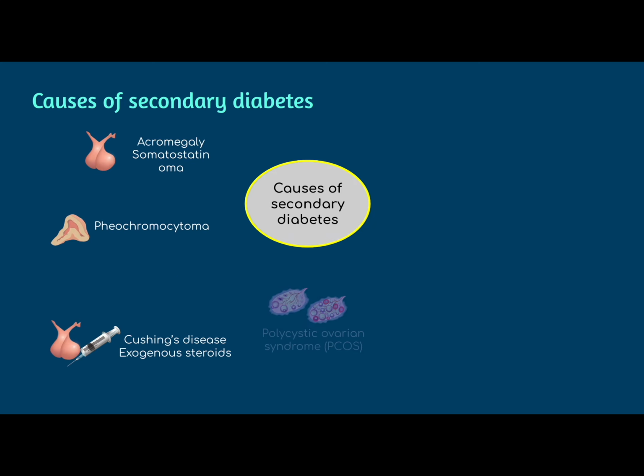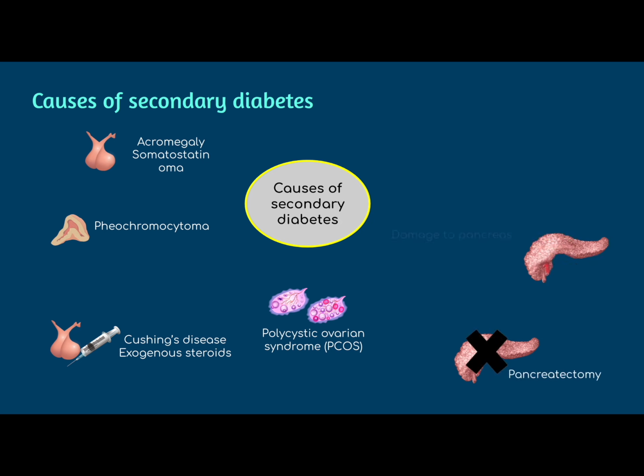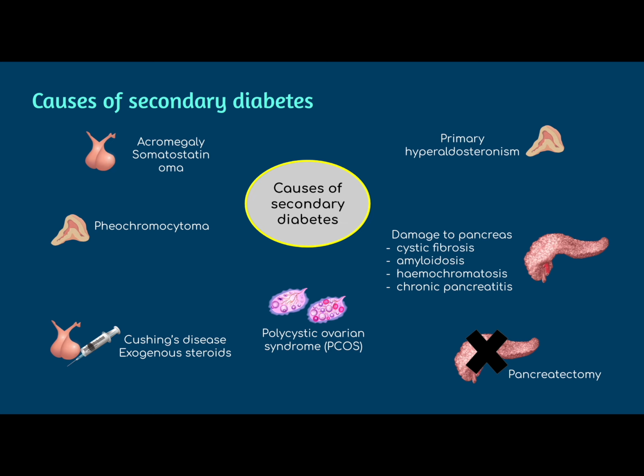Let's look at the causes of secondary diabetes, which is one of the common causes of diabetes as well. Usually they are endocrine related, and these include pheochromocytoma, acromegaly or somatostatinoma, Cushing's disease or exogenous steroid intake causing Cushing's syndrome, polycystic ovarian syndrome, anyone who has undergone pancreatectomy, damage to pancreas due to cystic fibrosis, amyloidosis, hemochromatosis or chronic pancreatitis, and of course primary hyperaldosteronism.